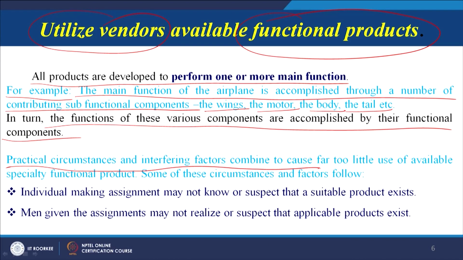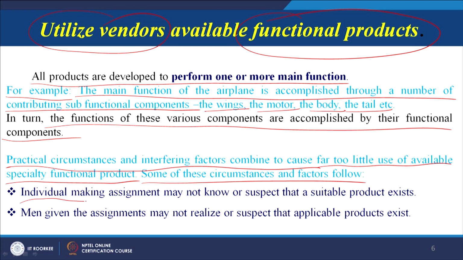So it is not our responsibility to develop each block ourselves. This means that wherever vendors have certain functional products, we must take advantage of these vendors. Practical circumstances and interfering factors combine to cause far too little use of available specialty functional products. Some of these circumstances and factors follow. So sometimes we are not able to take advantage of this.